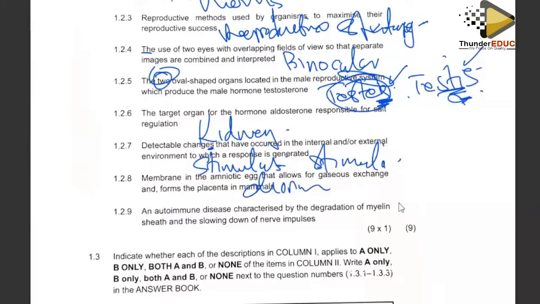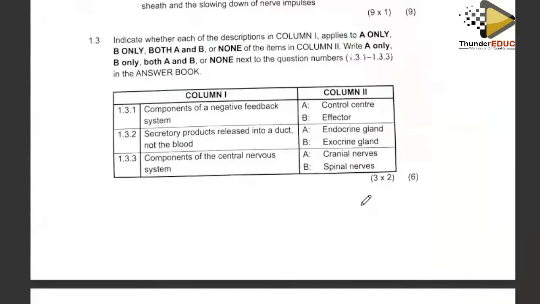And then they're saying autoimmune disease characterized by degeneration of the myelin sheath. So we call this one multiple sclerosis. You guys, we always ask you about multiple sclerosis and Alzheimer's disease. We always ask you about that. So make sure that you got all those answers right.